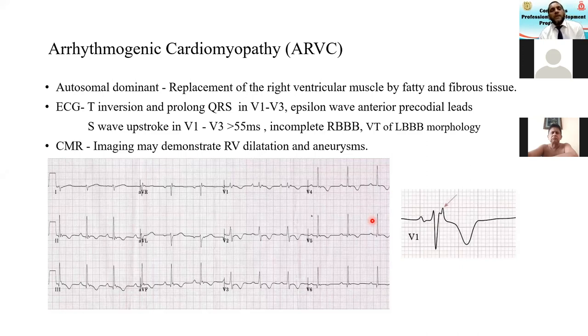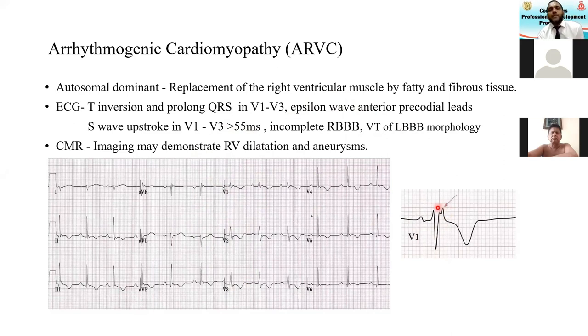If you look at the ECG, look for T inversions and prolonged QRS complex in V1 to V3. And then the epsilon wave, which I discussed earlier. The epsilon wave follows the QRS complex, there is an upward deflection. This is called the epsilon wave.